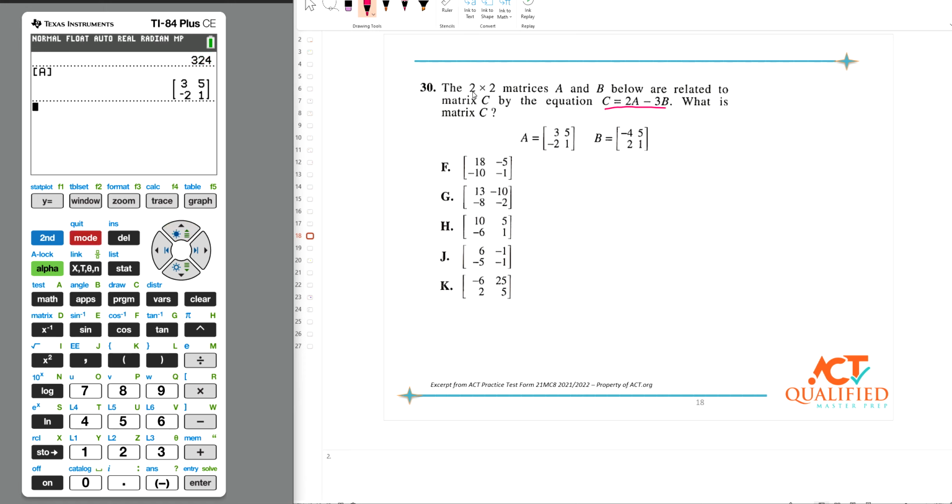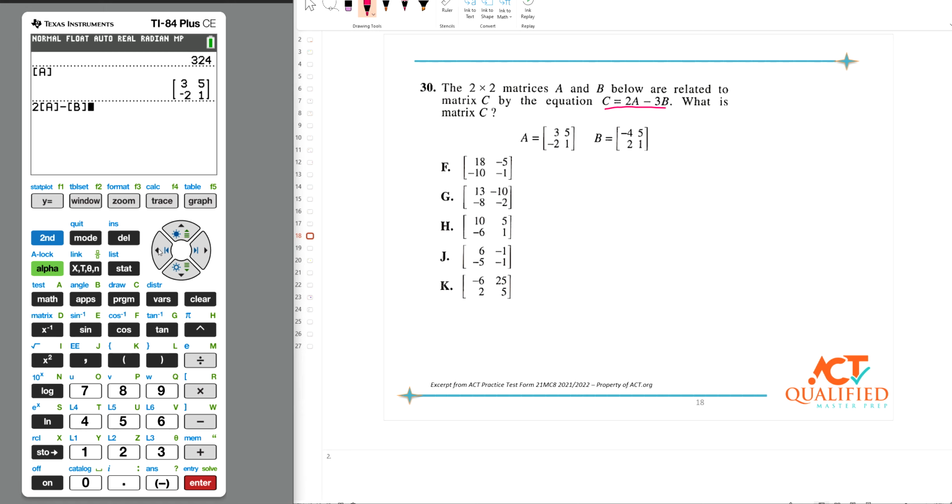The problem again states that 2 by 2 matrices A and B below are related to matrix C by the equation matrix C is equal to 2 times A minus 3 times B. So that's basically 2 times matrix A minus 3 times matrix B. Let's go on ahead and enter that. So what we're going to do is say 2, second matrix key, enter for A, minus second, this key for matrix, scroll down to 2, press enter, and now we have matrix B.